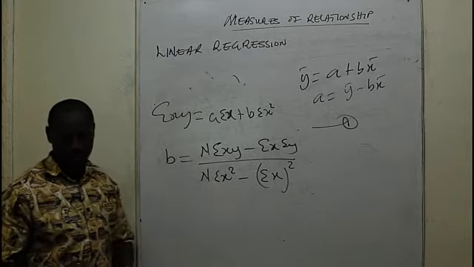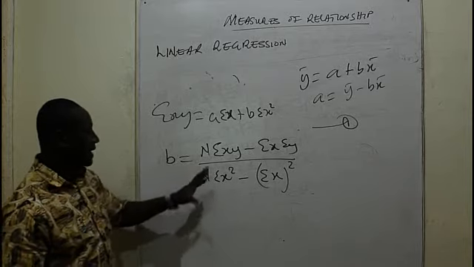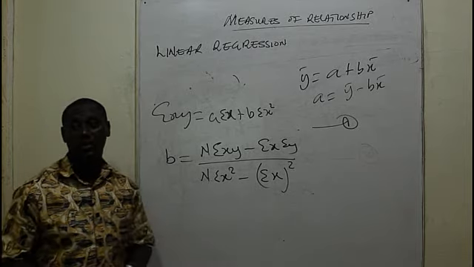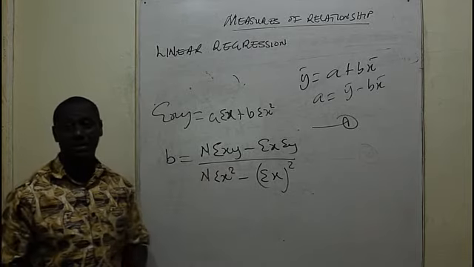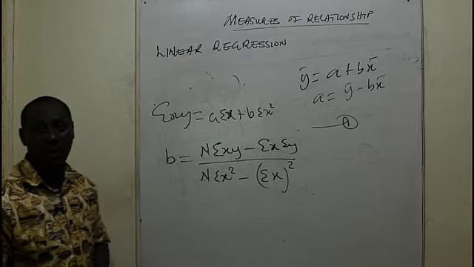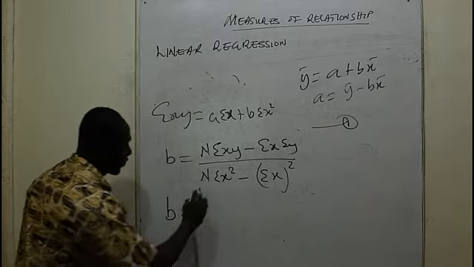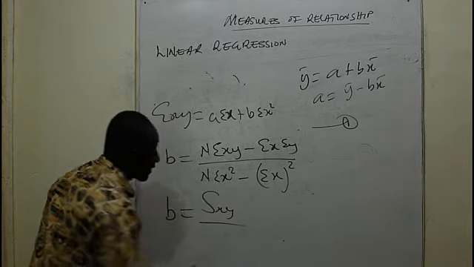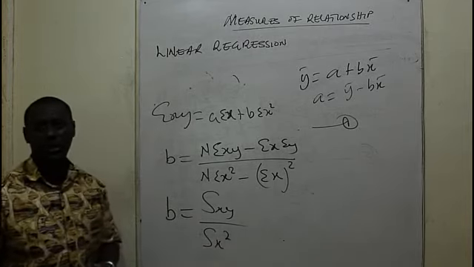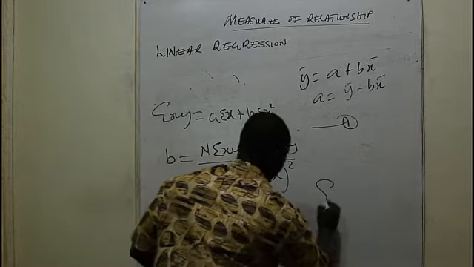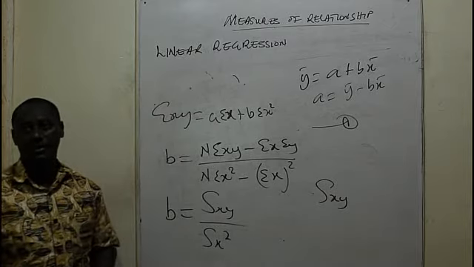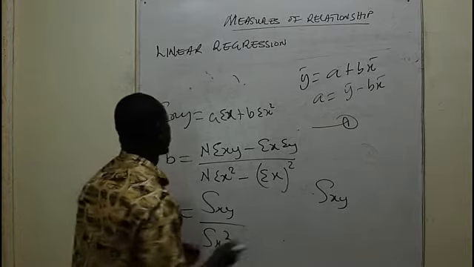But if you do other manipulations, it means that if you want to get b using the variance and the covariance method, then we are going to divide both the numerator and the denominator by n squared. When you do those mathematical manipulations, eventually you are going to get b to be of the form s_xy divided by s_x squared. So we are saying that s_xy is what we call the covariance.